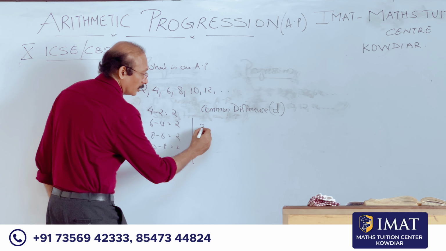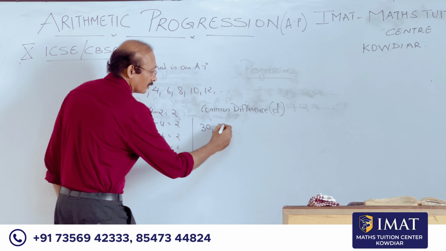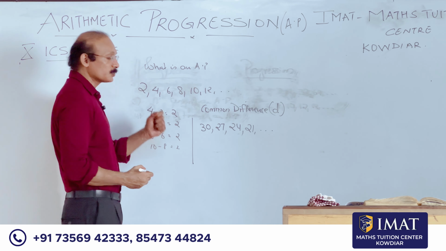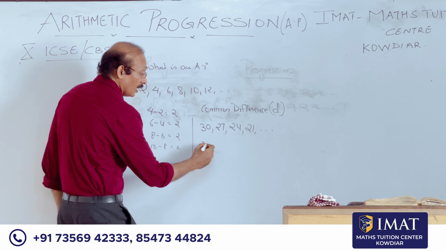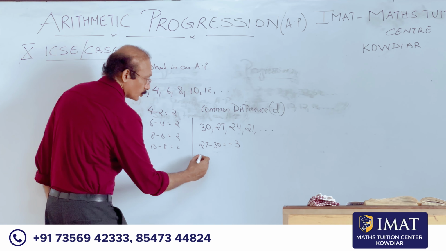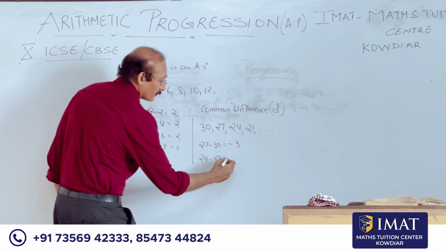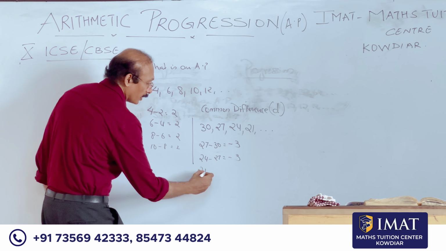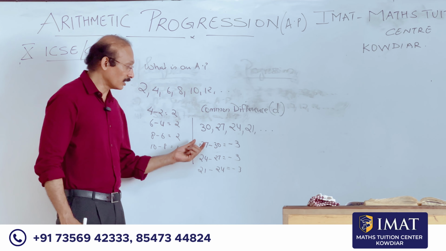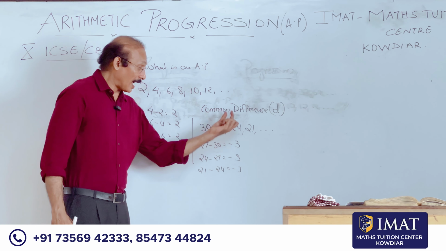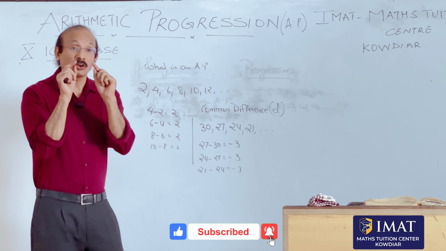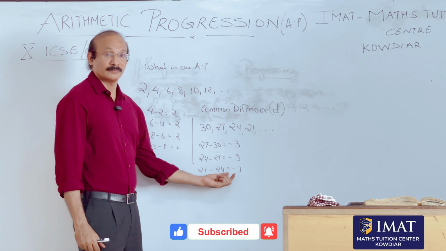See, I take the example 30, 27, 24, 21 and so on. See this progression? Take the difference of the consecutive terms. 27 minus 30 is minus 3. 24 minus 27 is minus 3. 21 minus 24 is minus 3. What are you seeing? This is a decreasing sequence, and it is decreasing by a constant 3. Or you say the common difference is minus 3.